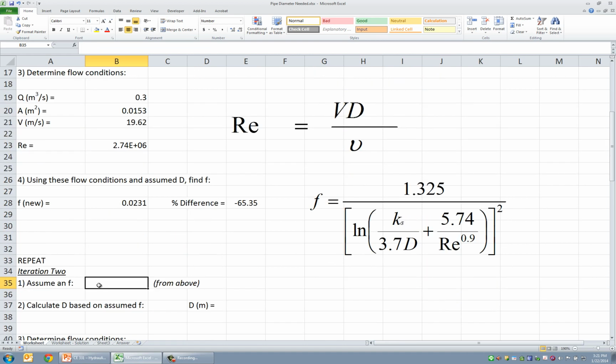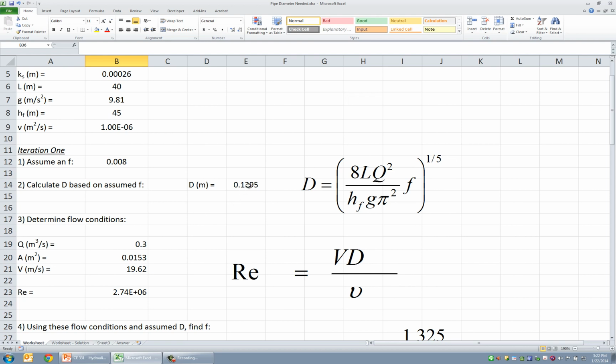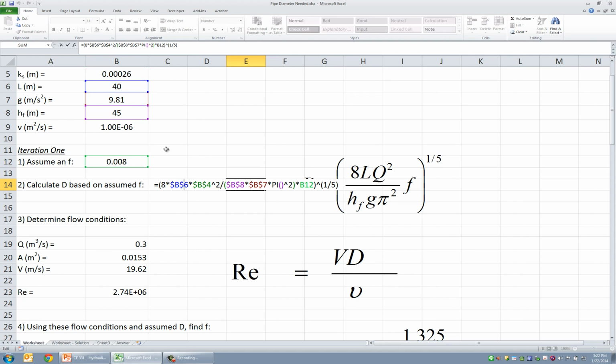And so instead of just assuming an F value from thin air, you know, I'm not going to go from 0.008 to 0.009. I can do better than that. I'm going to say, well, let's use this as my value from above. And now to calculate D based on an assumed F, I don't have to type in the equation again. I'm just going to highlight this cell where I've got the D calculated. And remember, I was really careful to put in anchoring for all of these terms. You can see where it's anchoring to, except for the one term I didn't anchor was the F value, because I want it to take a look at the new F value when I copy and paste that equation.